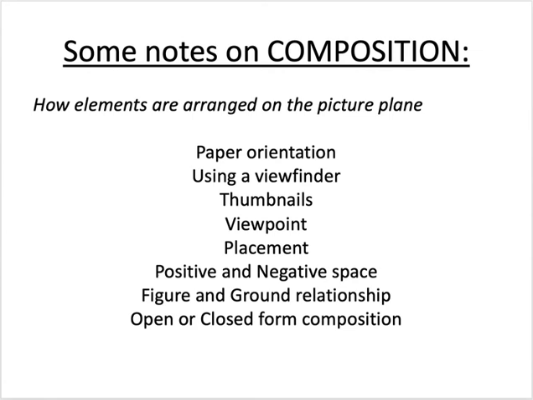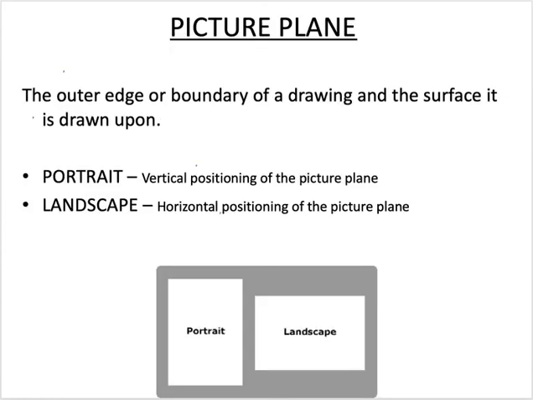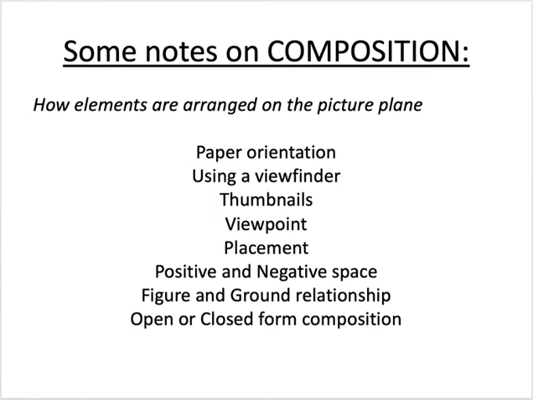I'm going to just review a few basic ideas about your paper's orientation. That's a decision that you're making. Perhaps you find using a viewfinder to be helpful in creating a composition, especially if you have a still life setup and you want to decide where all the elements will fall. We're going to talk a little bit about thumbnails. We're going to talk about your viewpoint, that you, the artist, are deciding to position yourself in relationship to your drawing, the placement of the objects on that actual drawing plane, positive and negative space, and by extension, maybe a little bit of figure and ground relationship, and then whether your composition is open or closed.